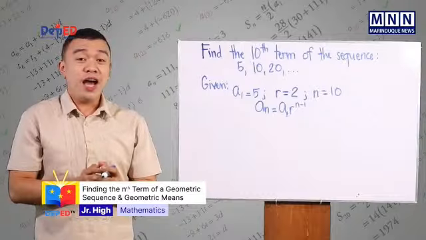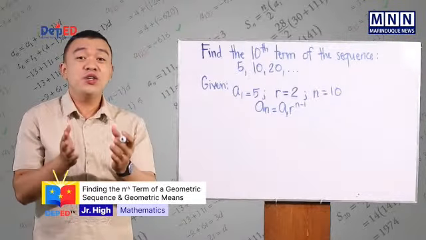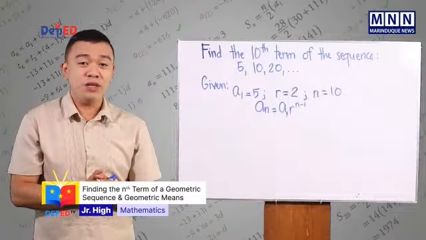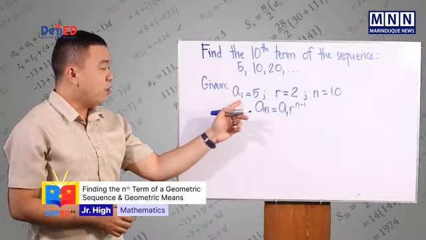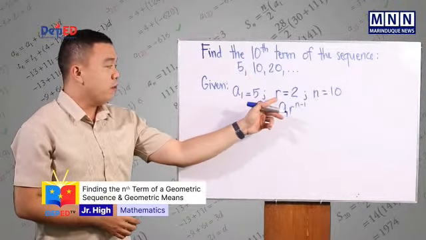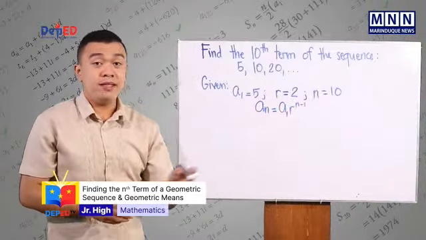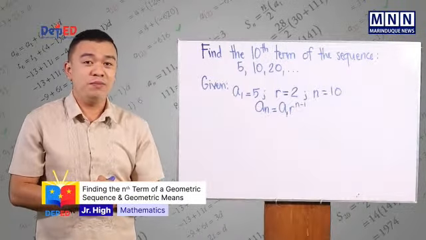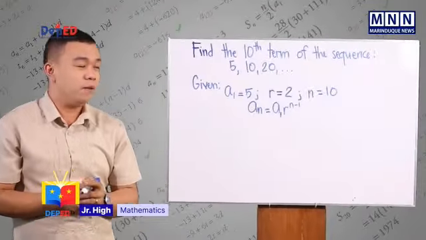Using the sequence 5, 10, 20, and so on, let's use the formula in finding the 10th term of the geometric sequence. Given a sub 1, or the first term, is 5, the ratio is equal to 2, n is 10. Again, we are looking for the 10th term. Now, let's substitute the values in the formula.